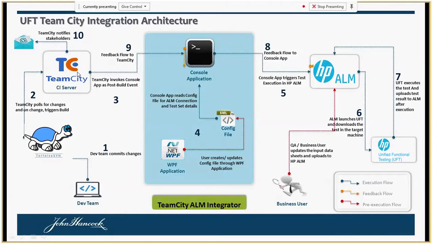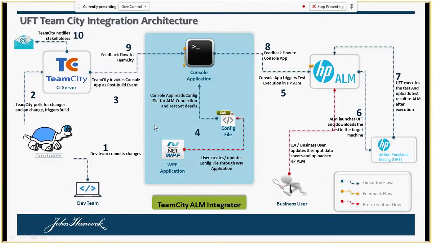So in this architecture, once the dev team checks in, TeamCity invokes HPALM, and then HPALM invokes the UFT, which is the Unified Functional Testing scripts, where the QA or the business user provides what inputs and what outputs it has to expect for the provided input, and they can also configure what steps to validate in a driver Excel.